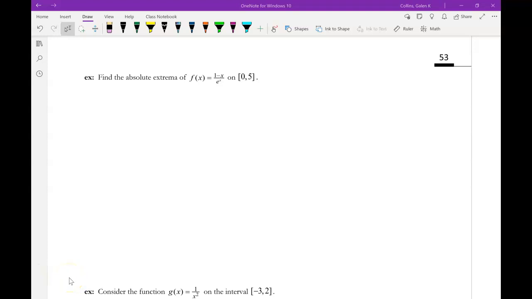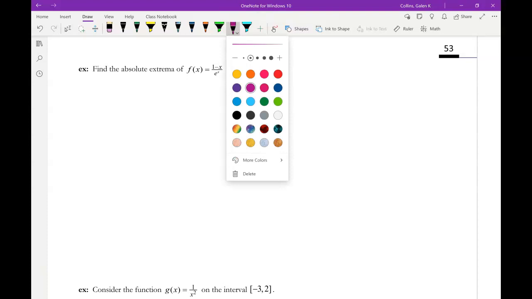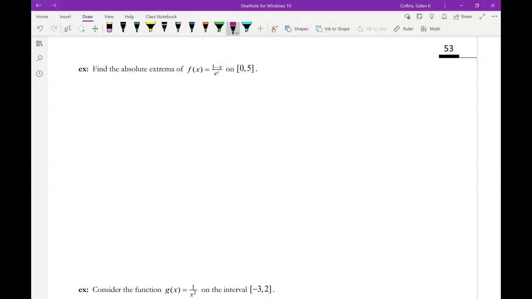All right, on the next page, and it's page 53 for me, but I think it's probably page 56 or 57 for you, we are finding the absolute extrema of f on the closed interval from 0 to 5. So just like before, the first thing that we want to do is find the derivative so that we can find our critical values. Oops, I'm trying to make my pen more narrow so I can write smaller.